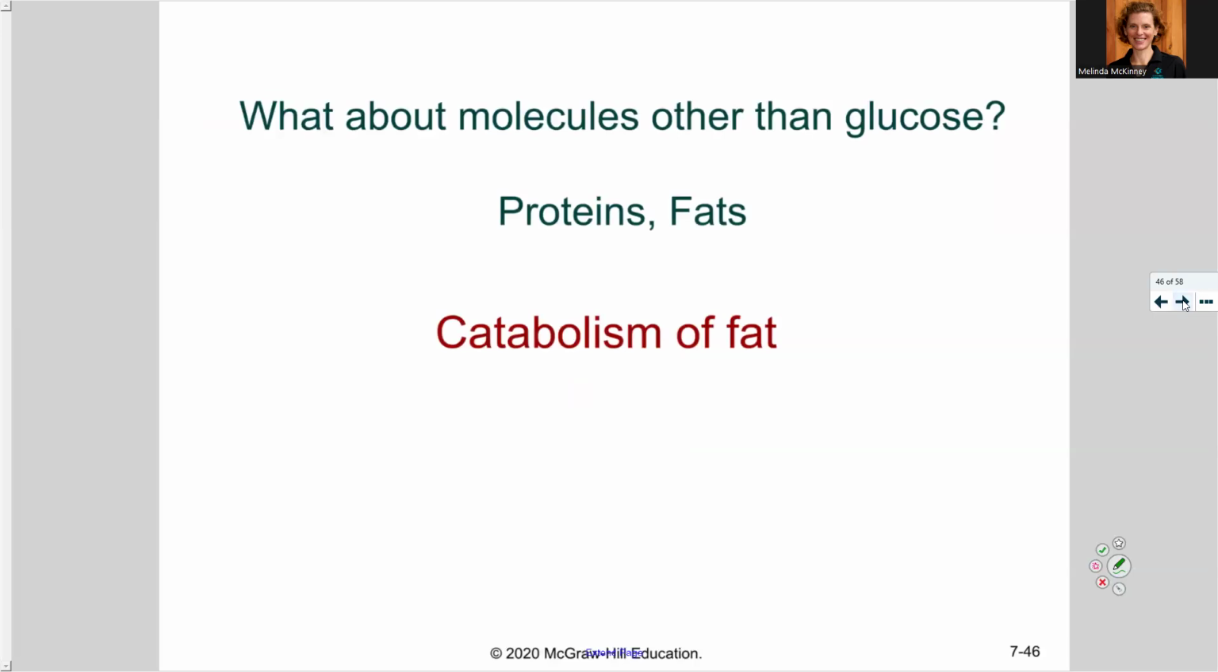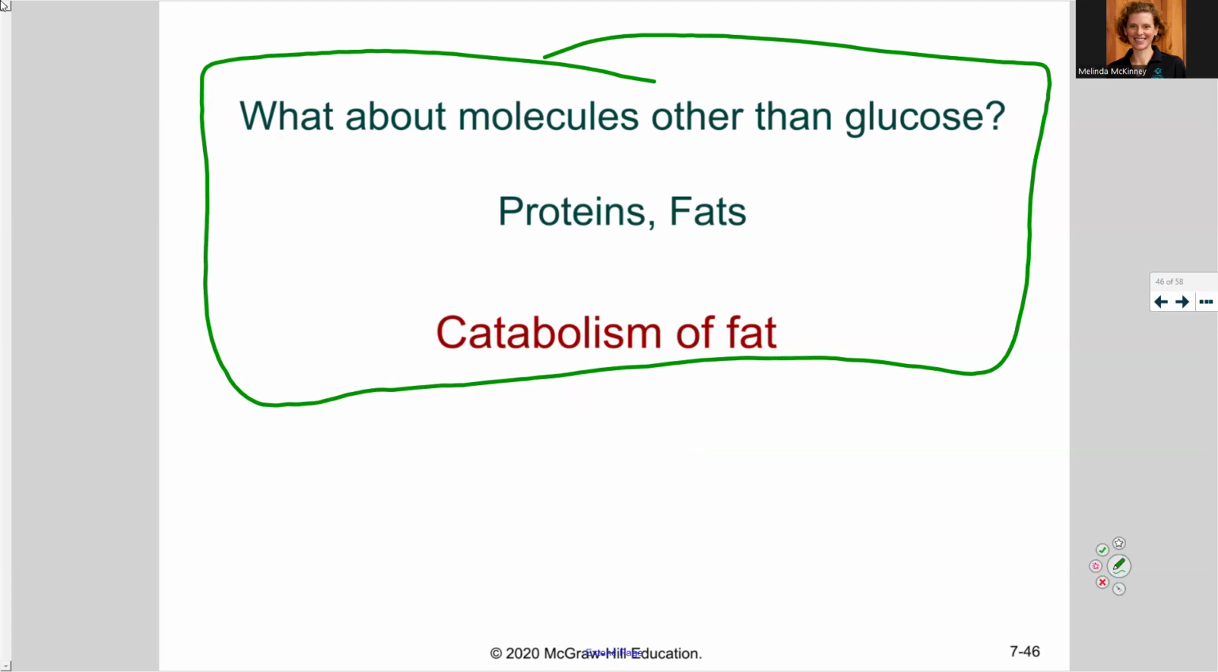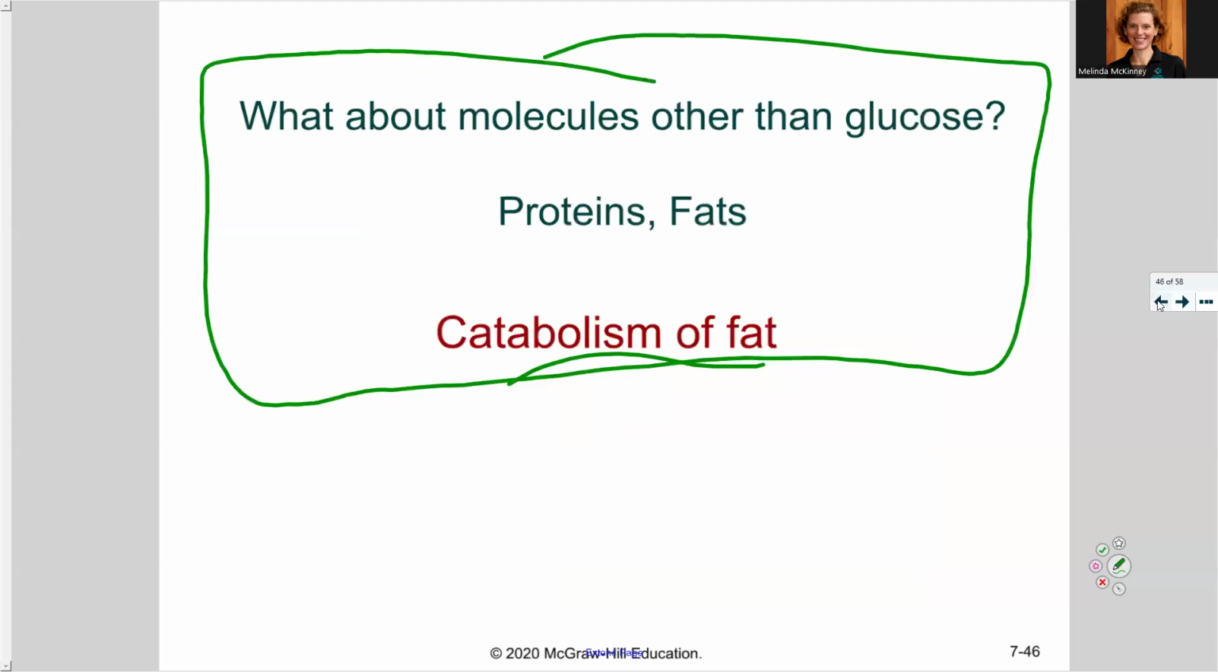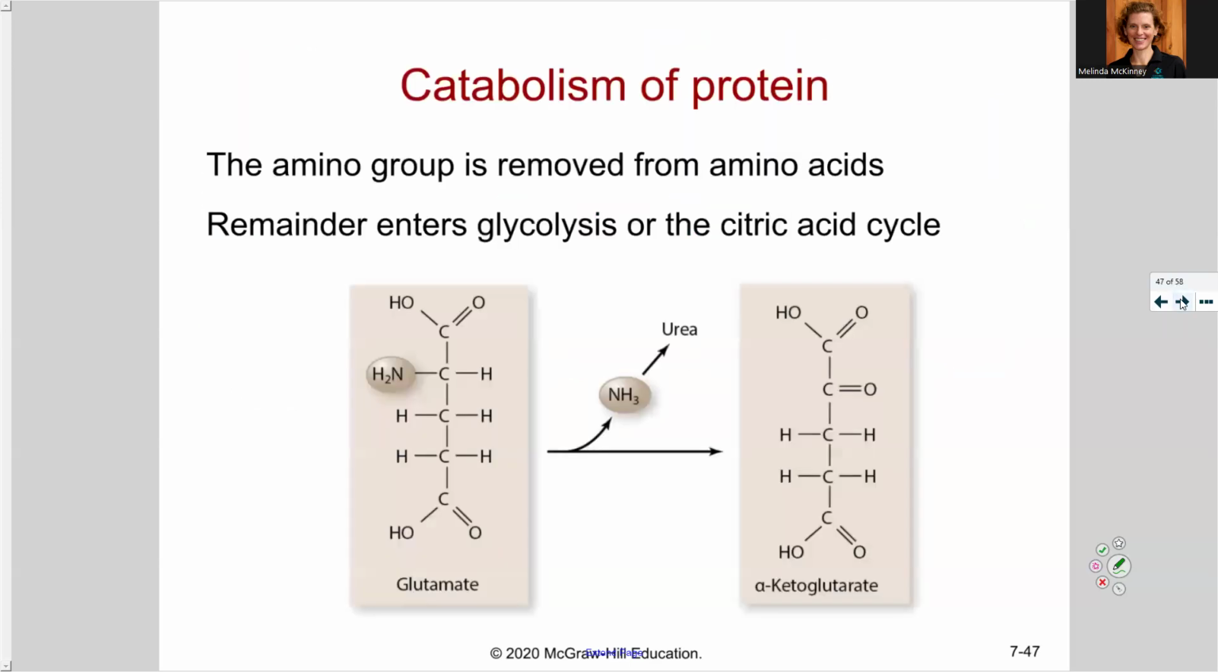The very last topic is, okay, what about when I eat a whole bunch of fat and protein? How does that get broken down into energy? Well, we're going to start with the catabolism of fat really quickly. I thought we were going to do that first, but let's actually not do that. Let's start with protein. Okay, so protein, remember, is made up of amino acids. And so the amino group is removed first.